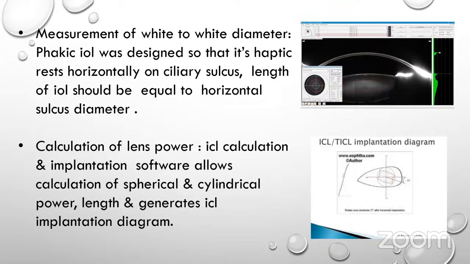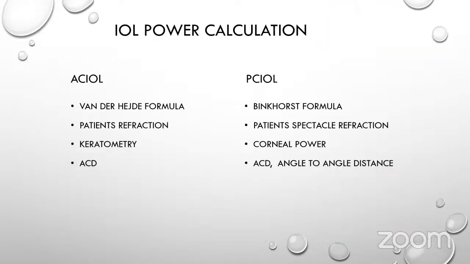Calculation of lens power. ICL calculation and implantation software allows the calculation of the spherical and cylinder power and length, and generates the ICL implantation diagram as shown. So, IOL power calculation in anterior chamber and posterior chamber IOL. These are the formulas: Van der Heijde formula and Binkhorst formula. For ACIOL, the patient's refraction, keratometry, and anterior chamber depth are the measures used for the formula. And for posterior chamber intraocular lenses, the patient's spectacle refraction, corneal power, anterior chamber depth, and angle-to-angle distance are used.